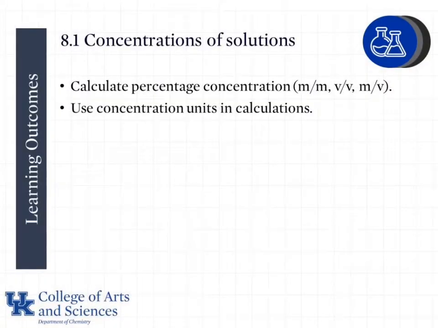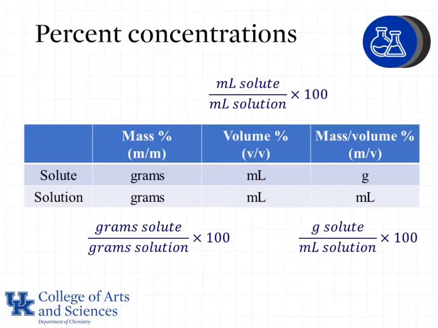In this lesson, we're going to calculate the percentage concentrations and then see how to use these concentrations in calculations. First, we are going to review the definitions of each version of concentration. We have mass percent, which has grams for both the solute and solution. We have volume percent, which has milliliters for both the solute and solution. And we have mass volume percent, which has grams for the solute and milliliters for the solution.